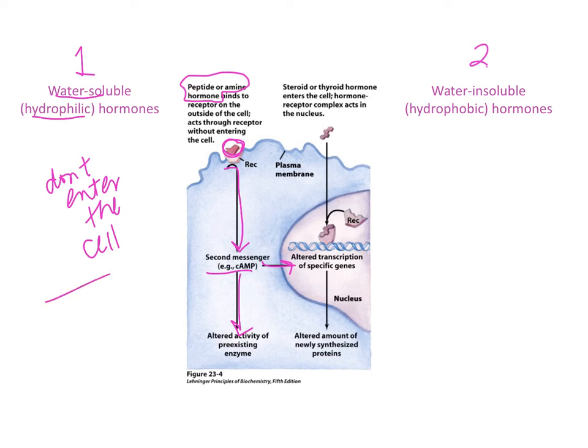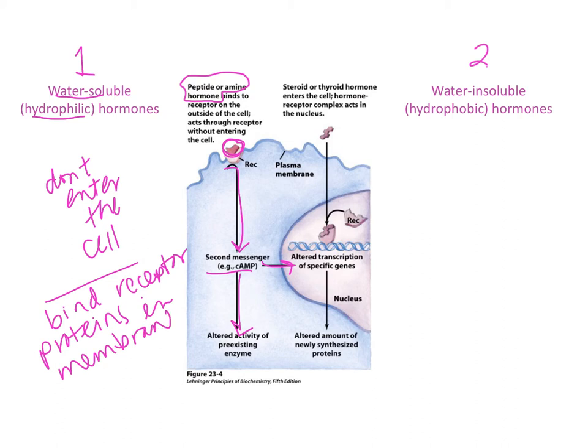They bind to receptors, and those are just proteins in the membrane. The receptor doesn't let the small molecule in, it just signals a cascade of response. And the reason that the hormone can't enter, other than the receptor won't let it in, is because it can't cross the lipid bilayer.